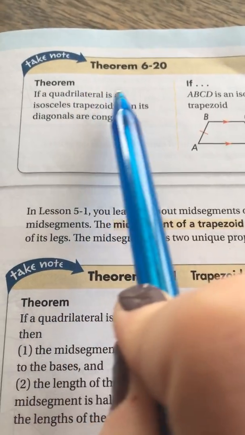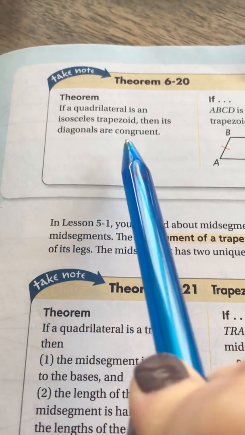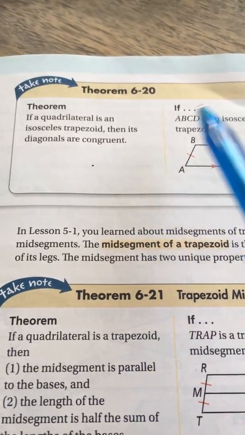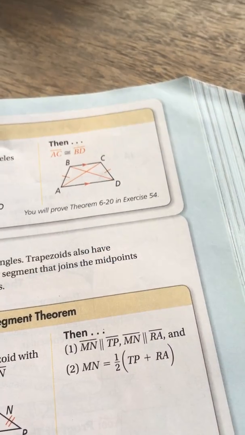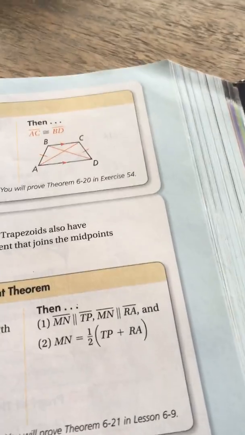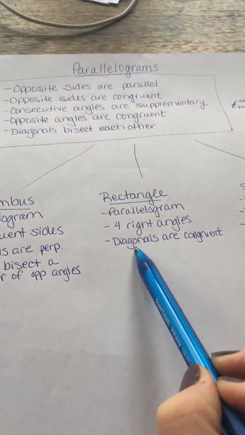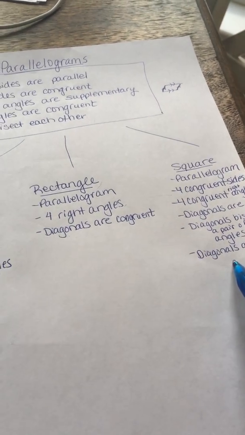If a quadrilateral is an isosceles trapezoid, then its diagonals are congruent. So again, you have to have an isosceles trapezoid, and when you do, your diagonals will be congruent. Now, we've talked about other quadrilaterals that have congruent diagonals. I'm going to flip back over to this chart we keep going to. Remember, a rectangle has congruent diagonals, and a square has congruent diagonals.